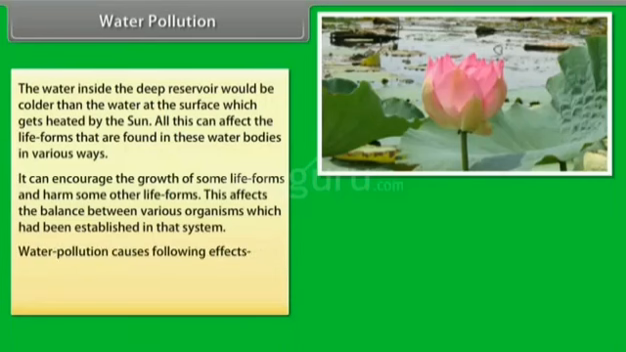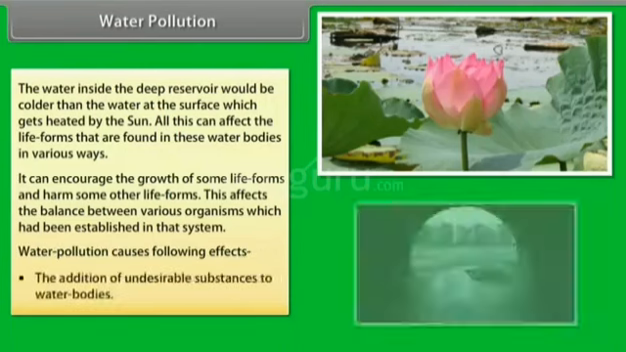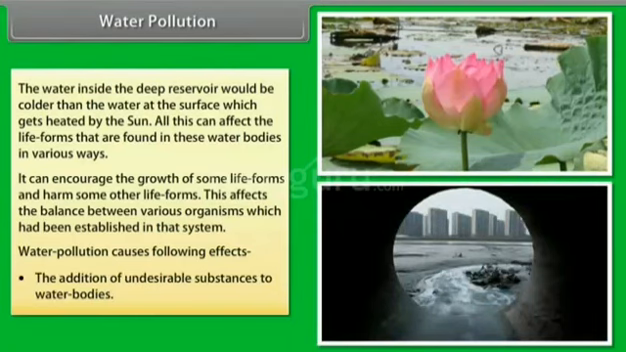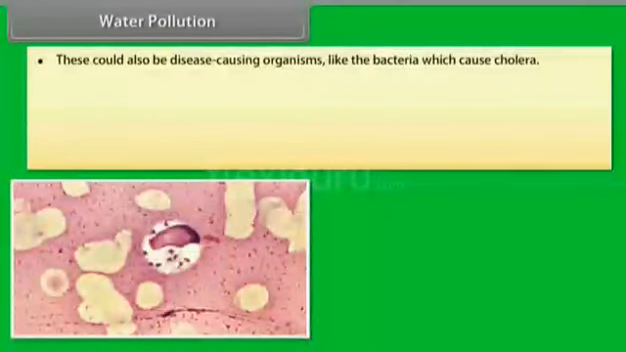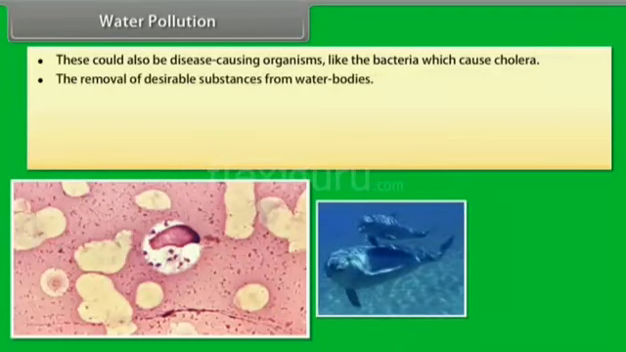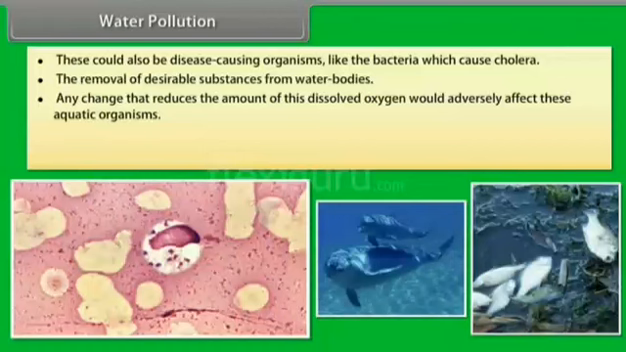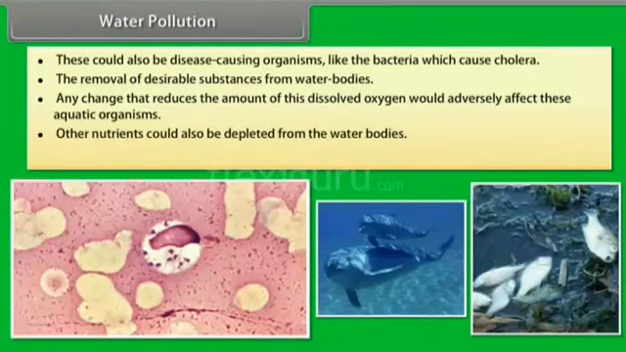Water pollution causes the following effects: the addition of undesirable substances to water bodies. These could also be disease-causing organisms like the bacteria which cause cholera. The removal of desirable substances from water bodies. Any change that reduces the amount of dissolved oxygen would adversely affect these aquatic organisms. Other nutrients could also be depleted from the water bodies.